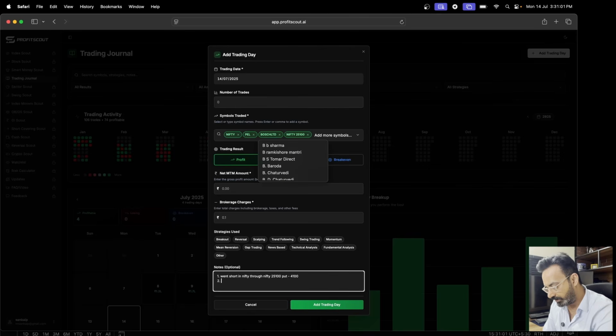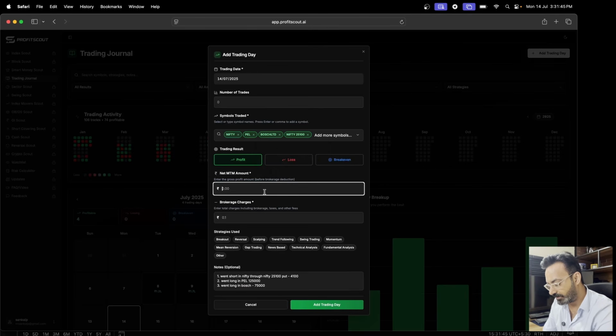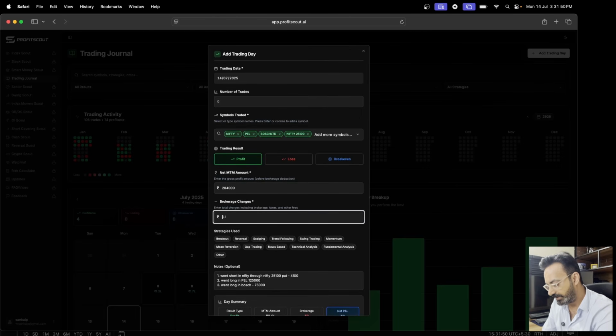Went long in PEL, around about 1,25,000 in PEL in different strike prices, and went long in Bosch. This is also through two strike prices and 75,000 in Bosch. So rough M2M was somewhere around 2,04,000 today, and the brokerage 8450. That's what I checked in the broker.